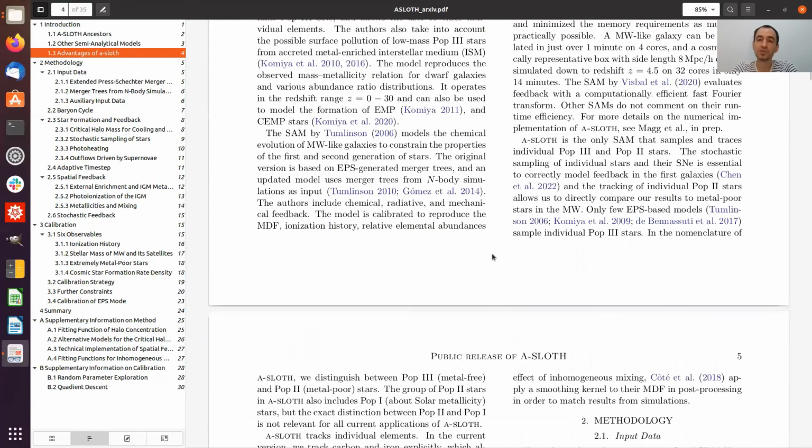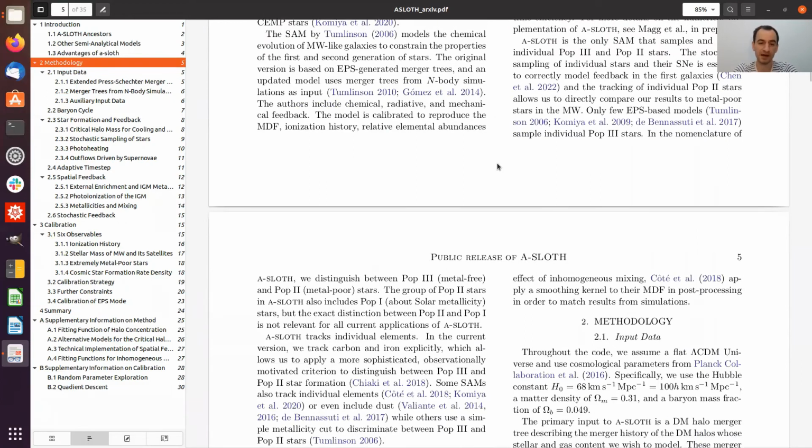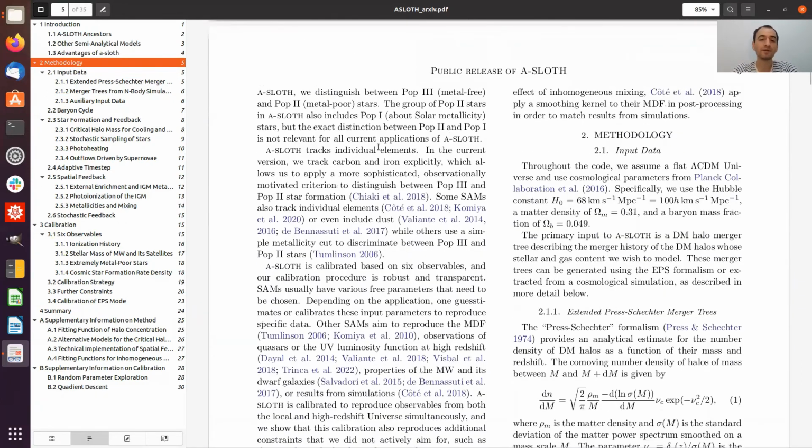Then in A-SLOTH, we sample individual population 3 and population 2 stars. This is especially important for the stochastic supernova feedback in small galaxies and to sample extremely metal poor stars in the Milky Way, because then we can really follow the single individual enrichment from supernovae of individual stars. We track individual elements with A-SLOTH. So in the fiducial model, we trace carbon and iron, but you can extend this and trace the elements that you are interested in.